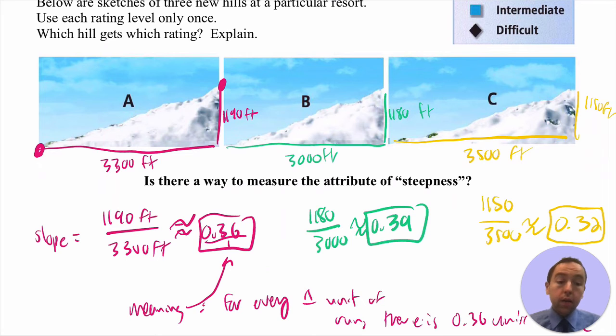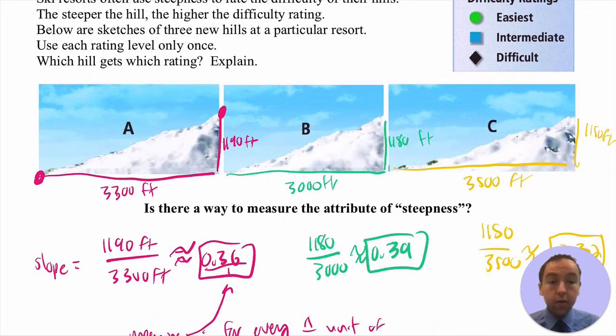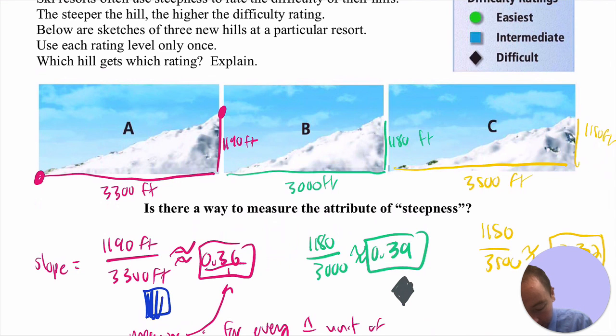Now that we've computed the slopes of each of these hills, ultimately we want to determine which one gets the green circle, the blue square, and the black diamond. The largest is 0.39, so that one is the steepest, because for every 1 unit of run, it rises vertically more, so that should receive the black diamond. The easiest of the hills would have the least slope, 0.32, the least amount of rise for every unit of run, which therefore leaves slope A, with a slope somewhere in between, to be the hill with the blue square.